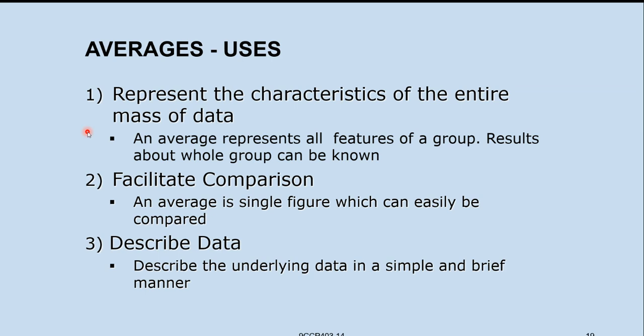So this character represents that the numbers given are rupees we have assumed. So that character is represented, that rupees are represented. An average represents all features of a group. Results about the whole group can be known. So with this, results of the whole group can also be known.